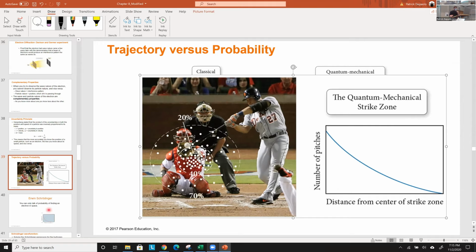And the chances are, let's say this pitcher is pretty good, the ball's going to be thrown in the strike zone. So the probability is higher in the middle. But there are cases where the ball is thrown really outside of the strike zone or outside of the target. There's a chance, but it's a smaller chance, maybe 20%, whereas the inside is 40%.